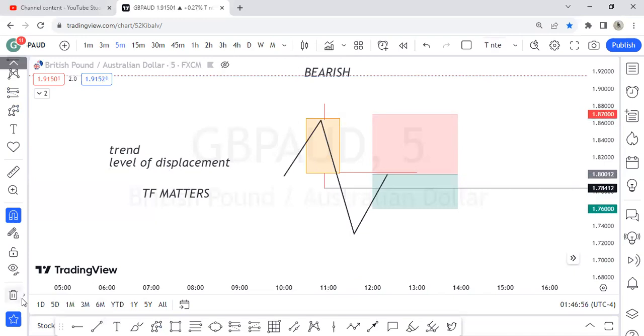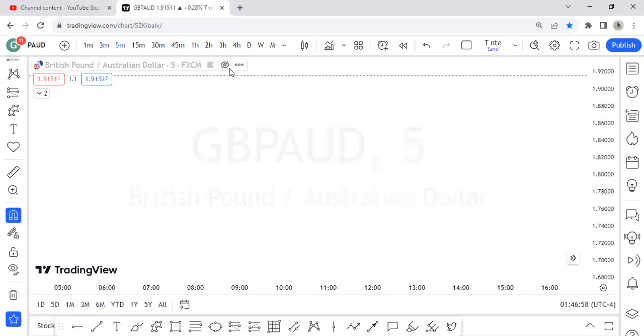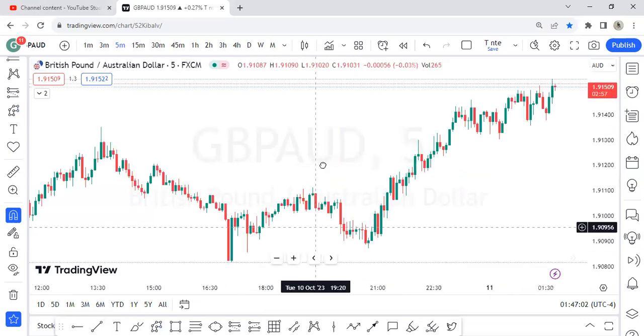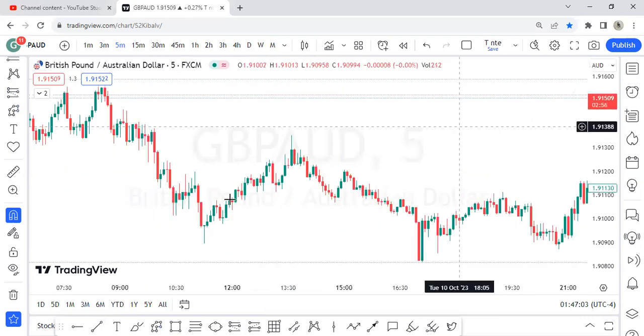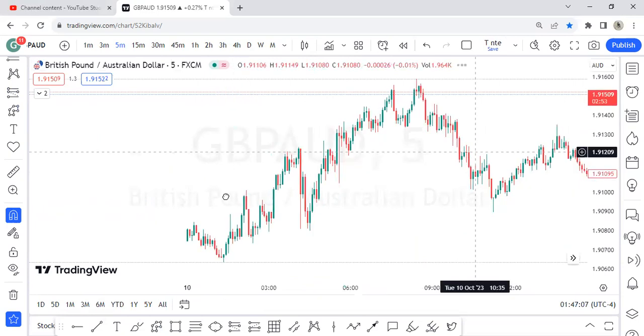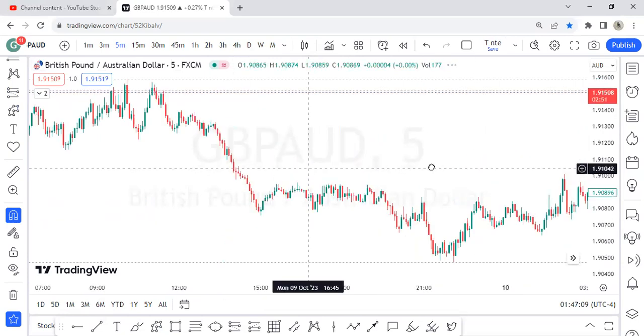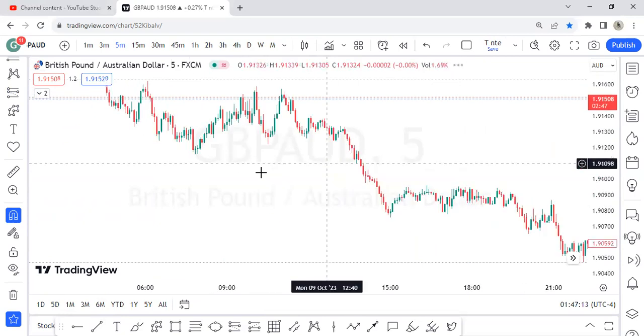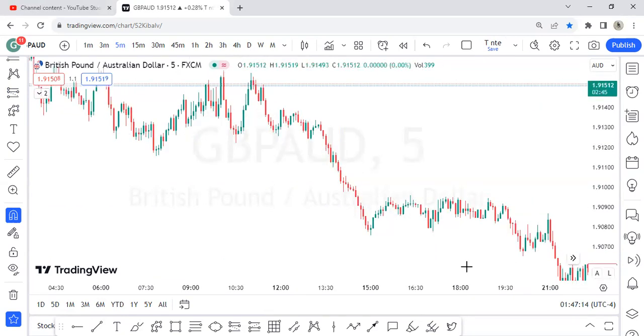All right, so let's go to the charts now to identify displacement. Let's reset this. We don't have much time on our hands, so let us quickly start from here. Watch this, an order block here.